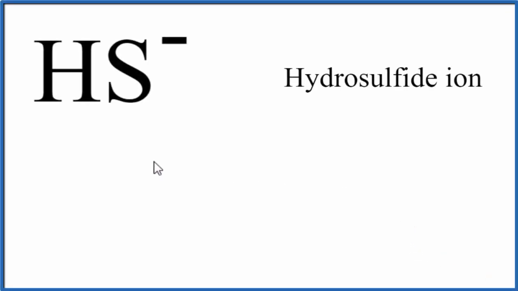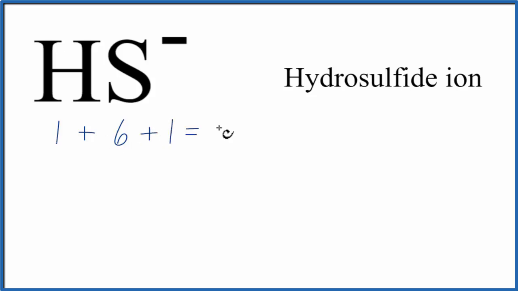In this video, we'll write the Lewis structure for HS-, the hydrosulfide ion. Let's count the valence electrons up. We have hydrogen, which is in group 1, so it has 1 valence electron. And then sulfur, that's in group 16, sometimes called 6A. It has 6 valence electrons. And this negative, that means we have an additional electron, because electrons are negative.